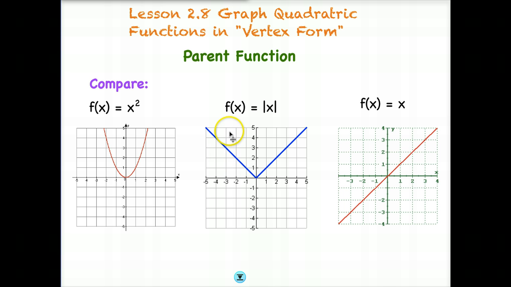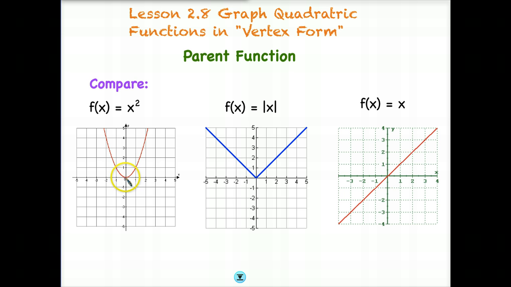Let's compare. These are parent functions. You have worked with absolute value parent functions. You've also worked with linear parent functions. And now we're going to be working with quadratic parent functions. And notice the squared up here. The degree is 2, and that indicates that this is a quadratic. So let's look at some similarities between all these parent functions.